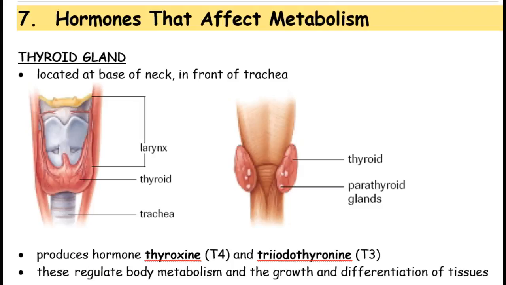So just as with blood sugar level, we had insulin and glucagon being the primary hormones involved, the thyroid gland releases thyroxine and triiodothyronine, T4 and T3 respectively, to control metabolic rates.